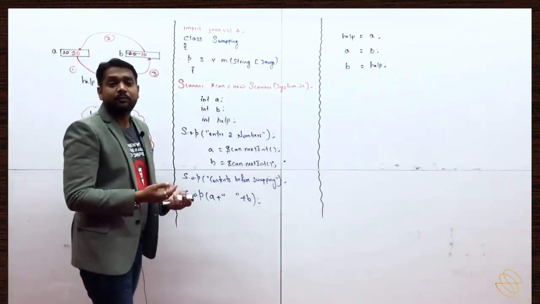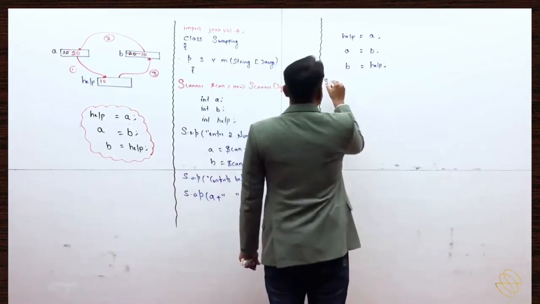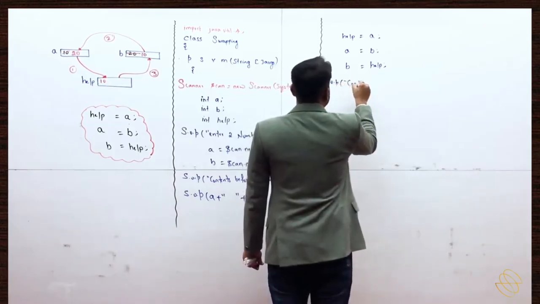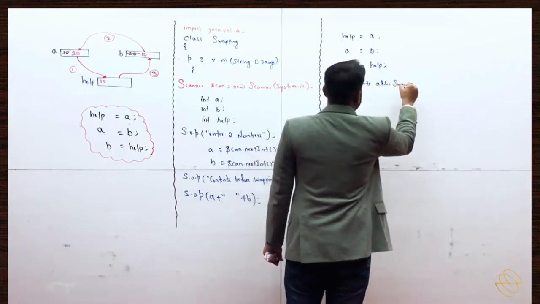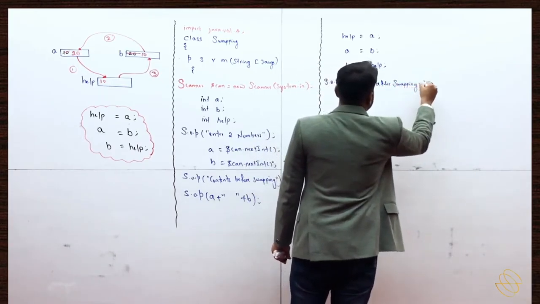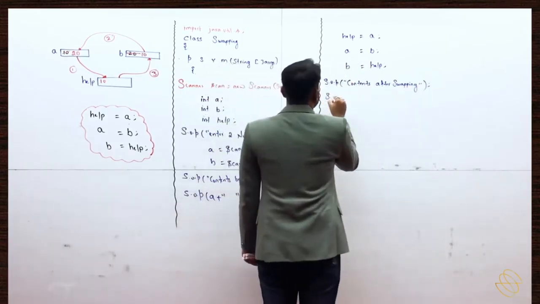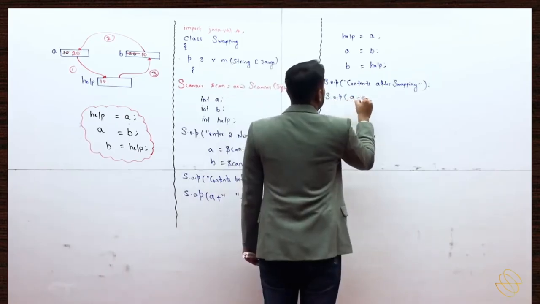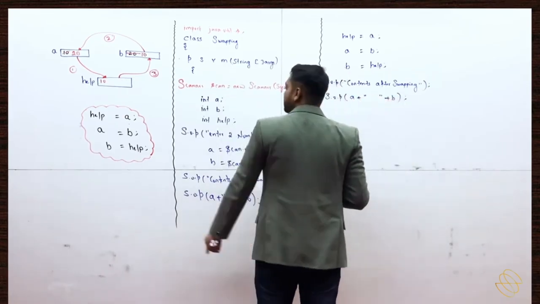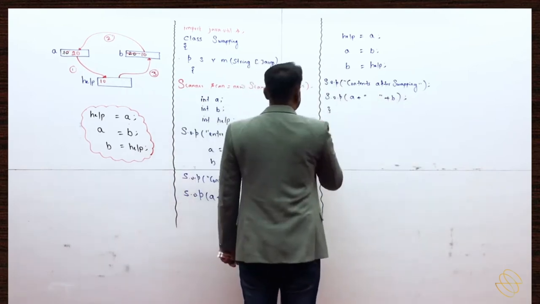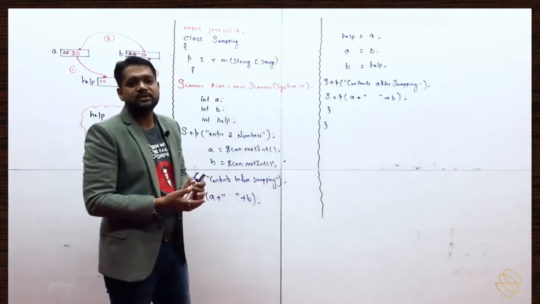Well, after exchanging I have to print. So here I would tell System.out.println contents after swapping. After swapping, what are the contents? I will print it. System.out.println, now print whatever is there in A plus one space, along with that print B. That is the opening of the main method, closing of the main method, opening of the class called Swapping, closing of the class called Swapping.